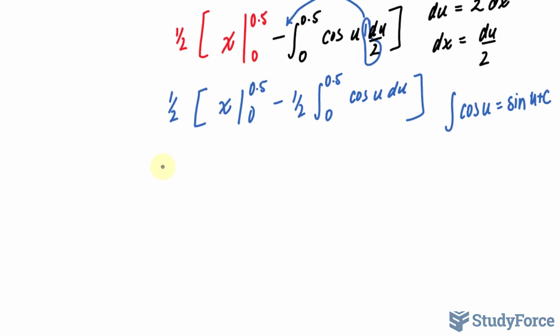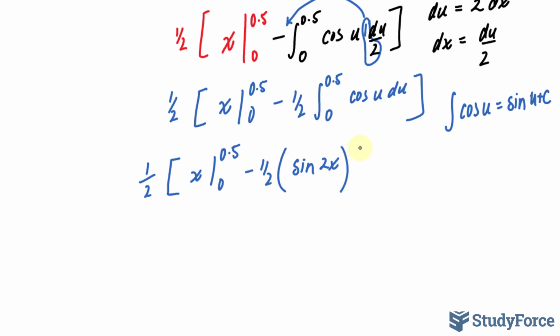Here's what I mean by all that. 1 over 2 square bracket x between 0 and 0.5 minus 1 over 2, and this part has become sine 2x, and there's no need for a plus c because we have to evaluate this part now between 0 and 0.5. Now you'll notice that these two terms need to be evaluated at the same upper and lower bound. So instead of writing it out as 2, we'll just write it out as one expression.